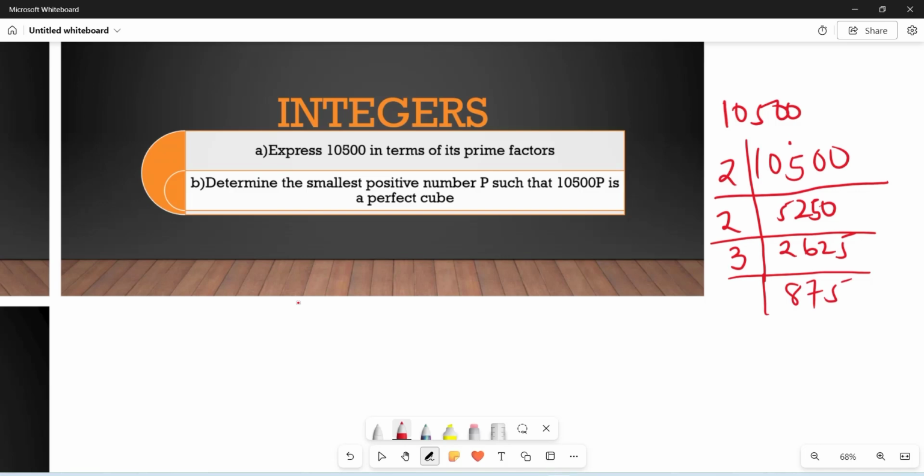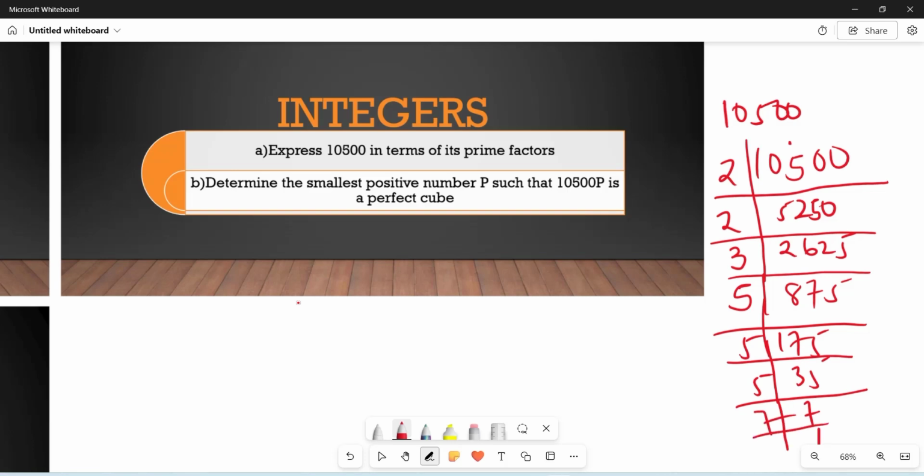If you divide by 3, it will give us 875. At this point we can no longer divide by 3, so we go to the next prime number, which is 5. If you divide 875 by 5, we get 175. Then we continue dividing by 5, we get 35. Then we continue dividing by 5, we get 7. And then finally we divide 7 by 7, we get 1. So this is the same as 2 squared times 3 times 5 cubed times 7. So that is the answer to question A.